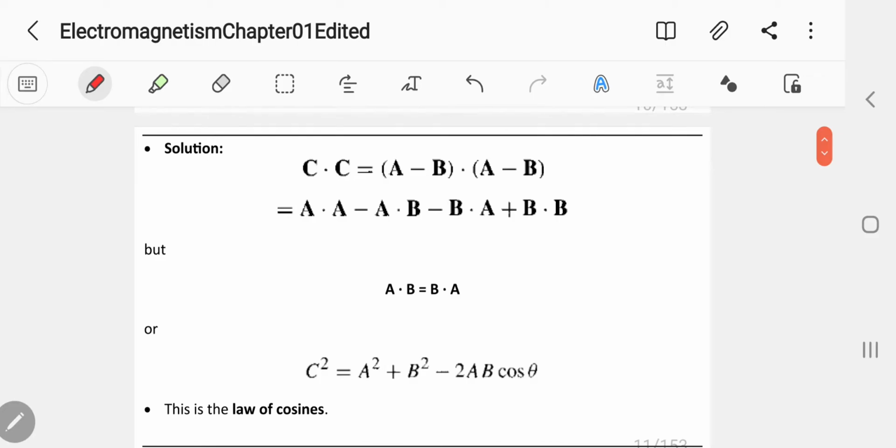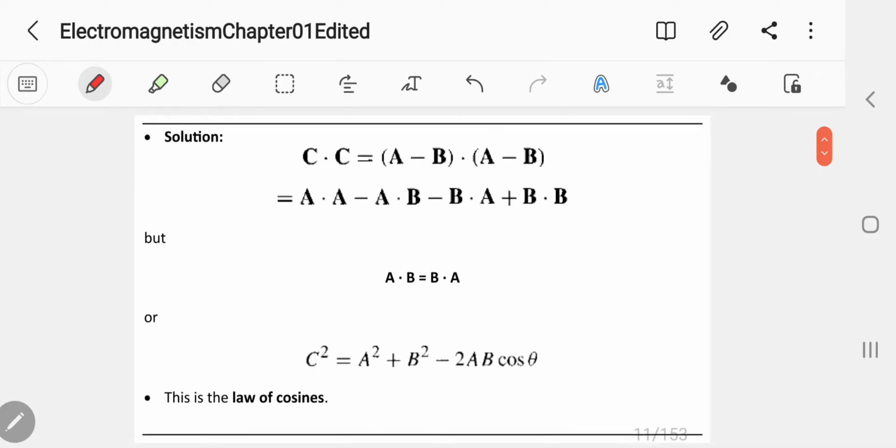So you can do this. C dot c, you have c is equal to a minus b, and this is also a minus b. Since the dot product is distributive, you can distribute a here and a there. So that's a dot a and minus a dot b.